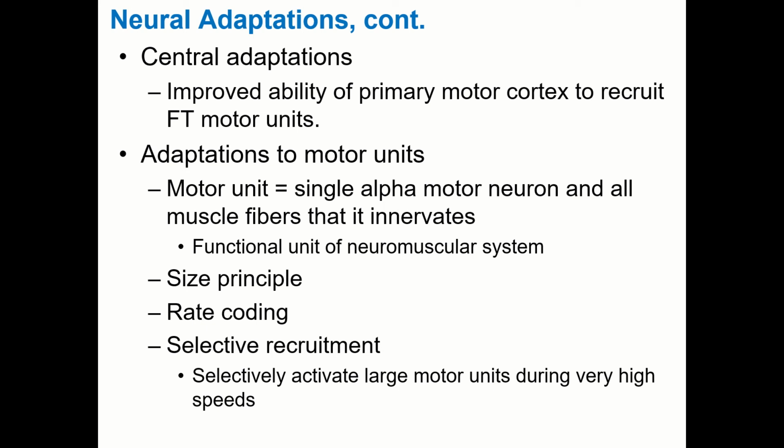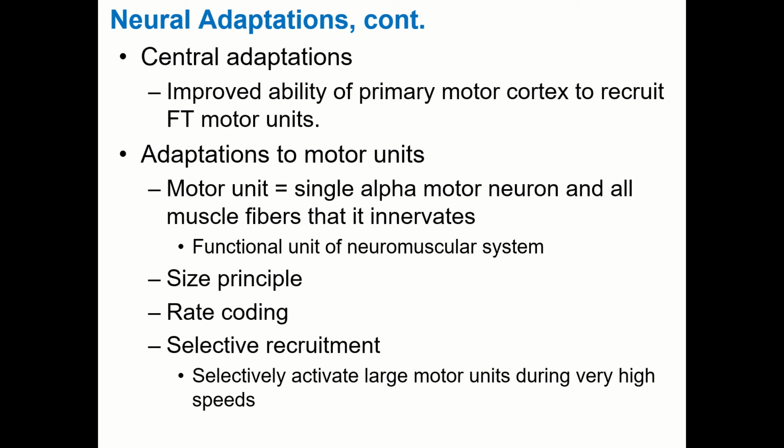And so what we do then is that part of the brain gets better at recruiting the appropriate motor units and gets better at recruiting them at the same time. And then the muscle cells themselves change, or the motor units, which includes the alpha motor neuron and then also the muscle fibers. So there's the definition of the motor unit, which you've heard before. Again, it's the functional unit of the neuromuscular system. So size principle, remember that we recruit motor units from small to large. So we recruit our type 1s first and then work our way up to the type 2As and then eventually the type 2Xs. And then we also rate code.